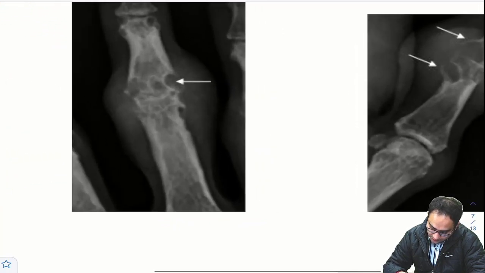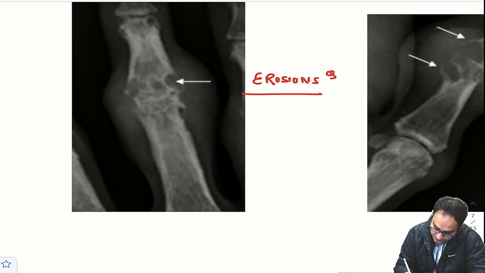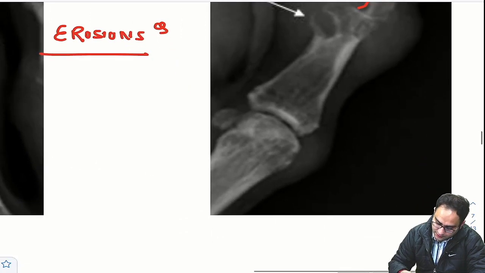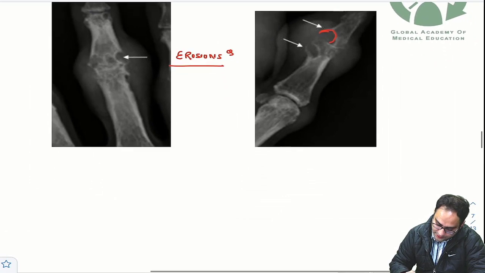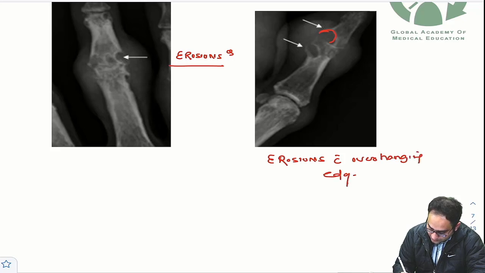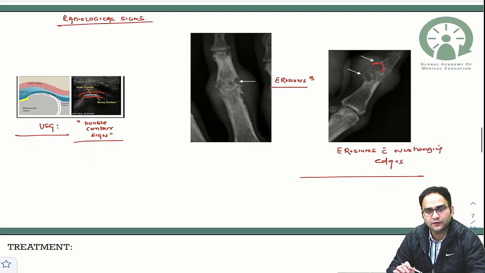Coming to the X-ray part, you get erosions with overhanging edges. See the erosions with overhanging edges. These are the classical radiological features of gout.